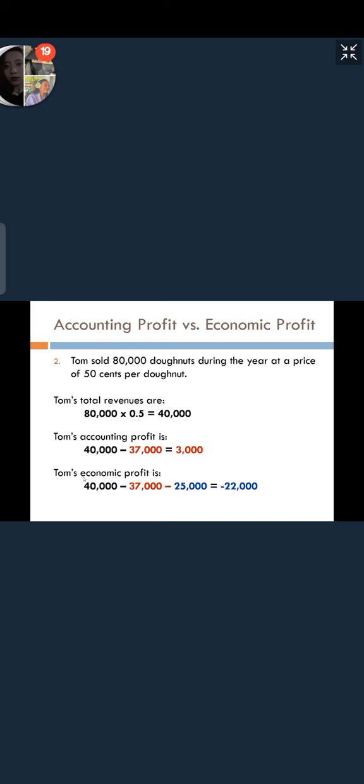Again, 40,000 will be total revenue. 37,000 is your explicit cost. And 25,000 is your implicit cost. Therefore, your economic profit is negative 22,000. So, ano sasabihin niya kay Tom? What advice will you give to Tom?